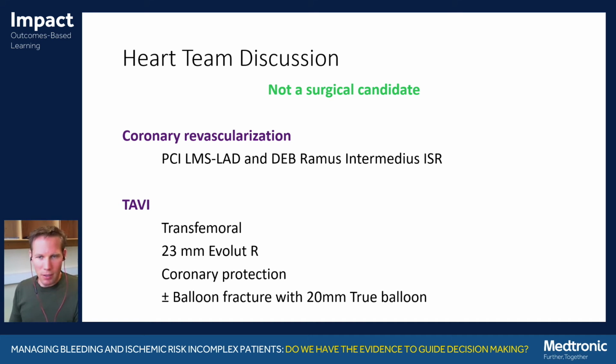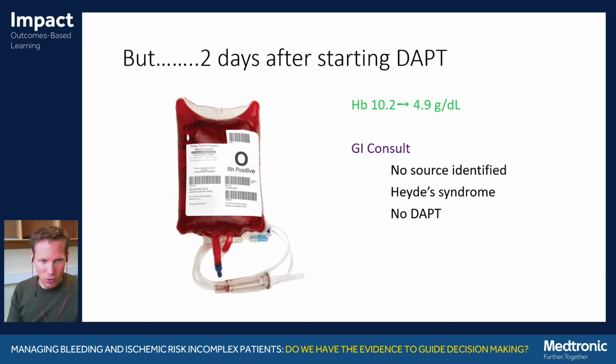I'll stop maybe after the next slide, Ajay and Elvin, and ask you your opinions, because 2 days after she had started her DAPT, she had an acute GI bleed with her hemoglobin dropping from 10.2 to 4.9, following upper and lower GI scopes with no clear source identified. They believed that her bleeding was due to her Heyde syndrome in the context of her prior aortic stenosis. And they were very keen that she not be given dual antiplatelet therapy. So in your institutions, how would you manage this patient, or where would you go from here?